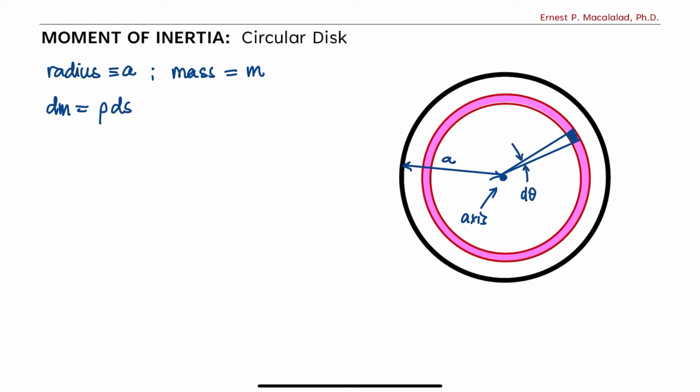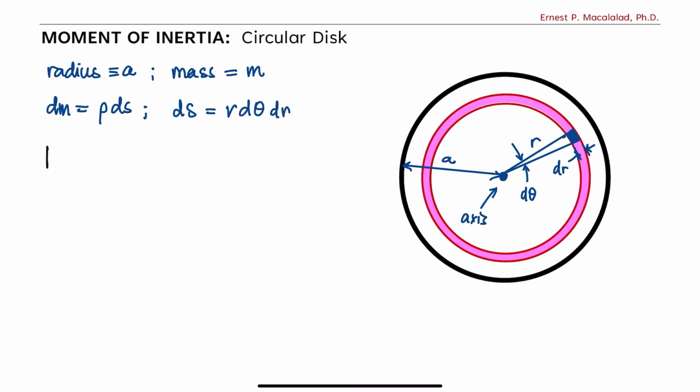So this d theta will be integrated from 0 to 2 pi to make one full circle. Also, the thickness of this ring is dr. So this is dr. And then the distance between the center to this ring is r. So ds is now equal to the area of this infinitesimal square, so that is r d theta dr.